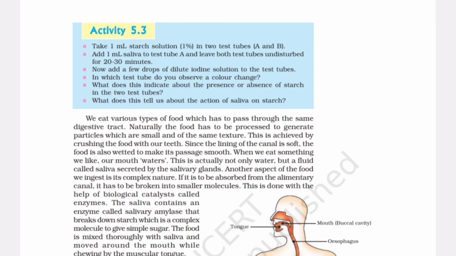Another aspect of the food we ingest is its complex nature. If it is to be absorbed from the alimentary canal, it has to be broken into smaller molecules. This is done with the help of biological catalysts called enzymes. The saliva contains an enzyme called salivary amylase that breaks down starch, which is a complex molecule, to give simple sugar. The food is mixed thoroughly with saliva and moved around the mouth while chewing by the muscular tongue.